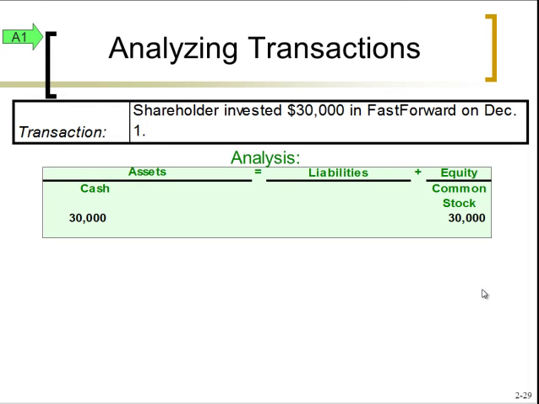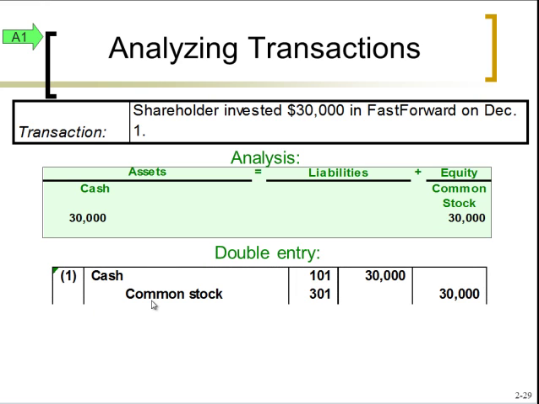So let's take a look at a few examples for this. Here we have the shareholder investing $30,000 in Fast Forward on December 1st. So looking at our horizontal analysis with the accounting equation, we know that cash increased and then common stock also increased by $30,000. So we're still in balance.